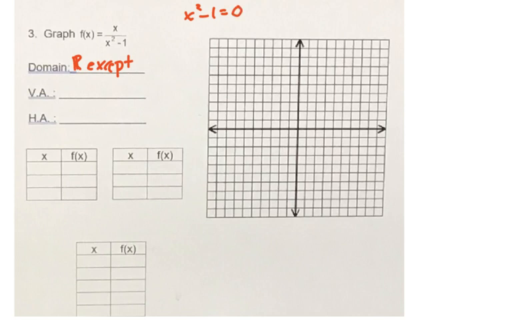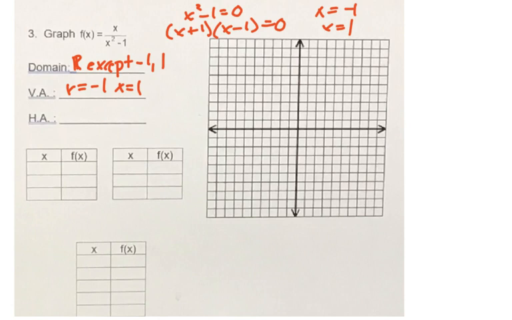I need to factor this. So this is a difference of squares. It factors into an x plus 1 and an x minus 1. So I get x equals negative 1 and x equals positive 1. So that means I have 2 vertical asymptotes. I have one at negative 1 and I have one at positive 1.